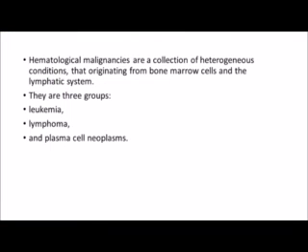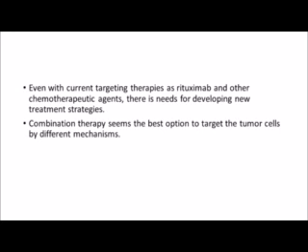Hematological malignancies are a collection of heterogeneous conditions originating from bone marrow cells and the lymphatic system. There are three groups: leukemia, lymphoma, and plasma cell neoplasms. Even with current targeted therapies such as rituximab and other chemotherapeutic agents, there is a need for developing new treatment strategies. Combination therapy seems the best option to target the tumor cells by different mechanisms.